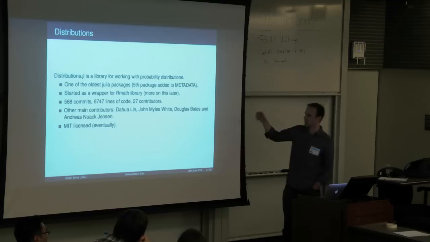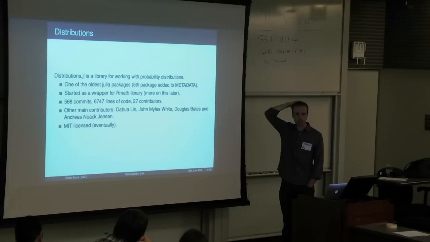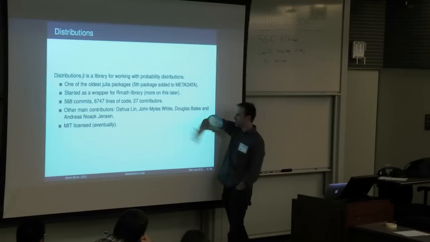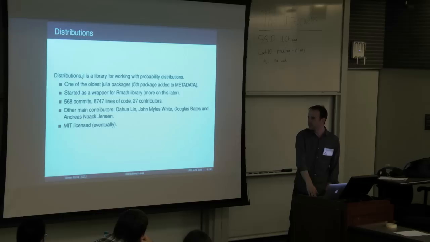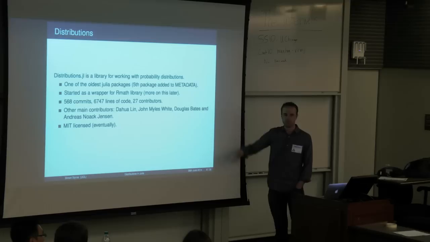It's got 568 commits, and 27 people have contributed to it, the main ones being, in some order, Dahua, John, Douglas, and Andreas. I'm somewhere in the middle, maybe at the end there. I've done some, but others have certainly done more than me, so don't take this talk as claiming ownership in any sense. The idea is to get it under a permissive license. That's the aim. I'm not quite there yet because of the GPL dependency on R at the moment.